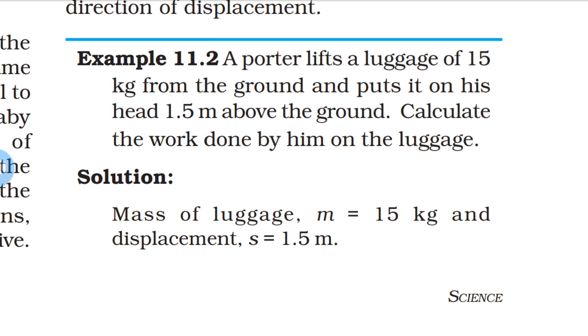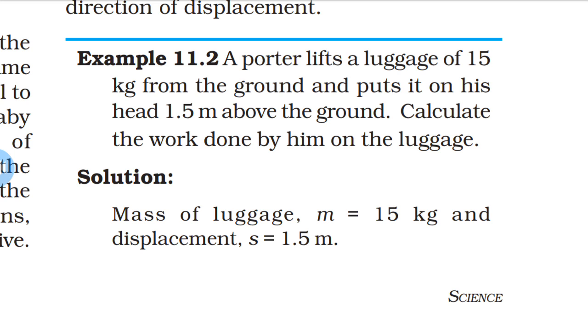Here a porter lifts a luggage of 15 kg from the ground and puts it on his head 1.5 meter above the ground. We have to calculate the work done by him on the luggage. So here the mass of the luggage is 15 kg, and displacement is 1.5 meter.